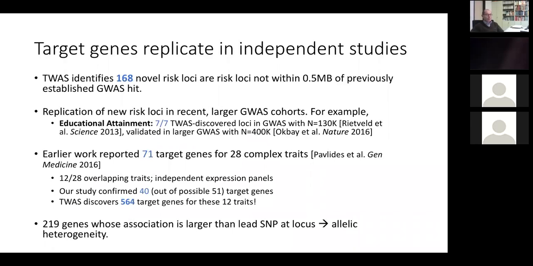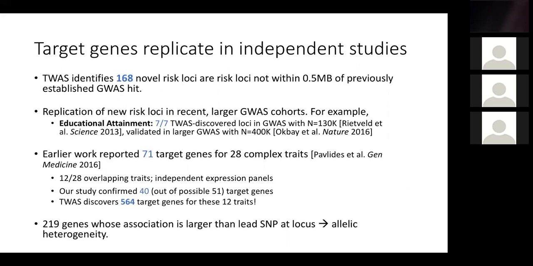In addition to being able to fine map known GWAS risk loci, we were also able to identify 168 novel risk loci that did not fall within half a megabase of previously reported GWAS hits. This was relatively robust to window size. We also looked at 2 megabase windows, and that number didn't change much. I think it went down to like 150.